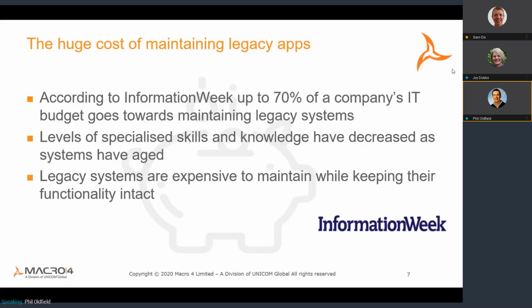According to an article in Information Week, up to 70% of a company's IT budget goes towards maintaining legacy systems, with levels of specialized skills and knowledge decreasing as systems have aged. Legacy systems are expensive to maintain while keeping their functionality intact. Driving the need for change is the high, sometimes staggering cost of operating and maintaining legacy systems. These costs typically eat up a large percentage of the IT budget, diverting funds that could otherwise be used for new projects. Lack of planning inevitably means that there is redundancy in systems, application, data, and reporting.